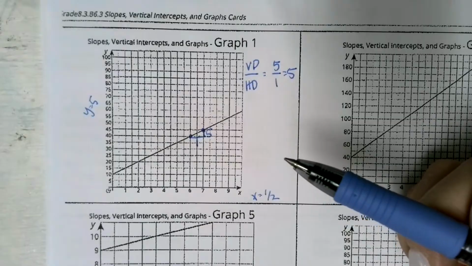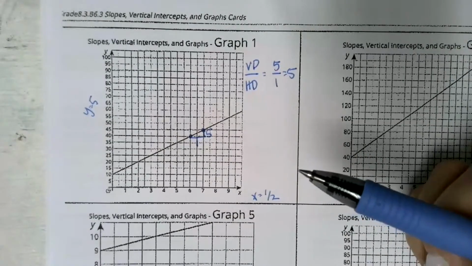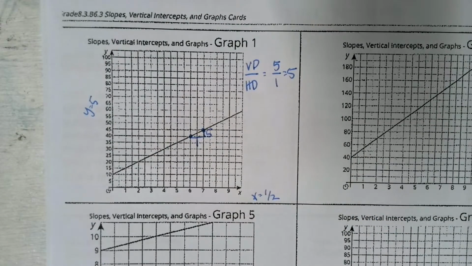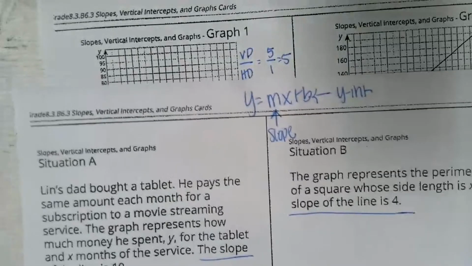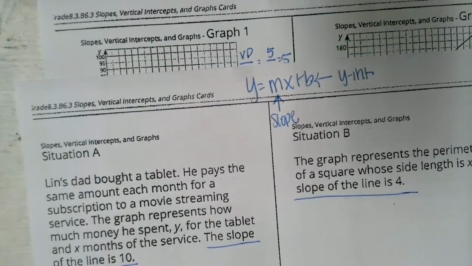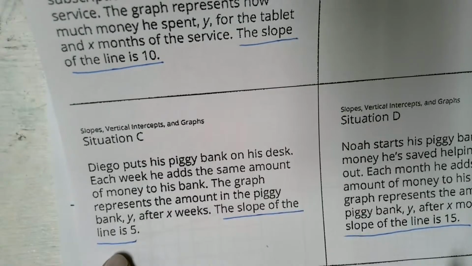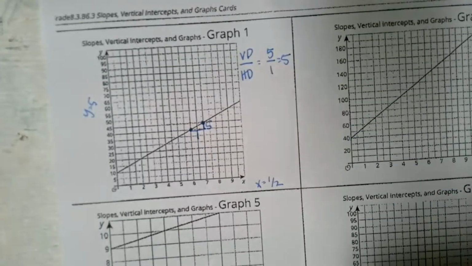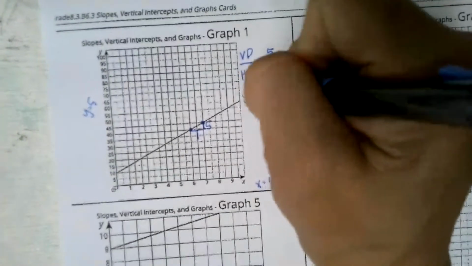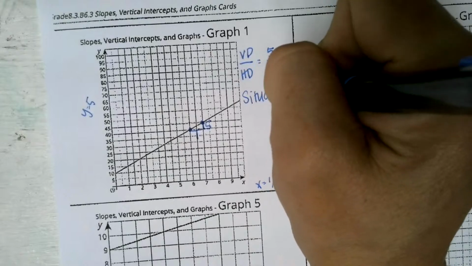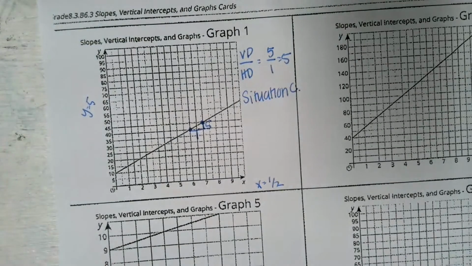So let's go back to our situations that we just had. And we need to find the situation where our slope was 5. So that was situation C. So we're going to write situation C because it had the slope of 5.